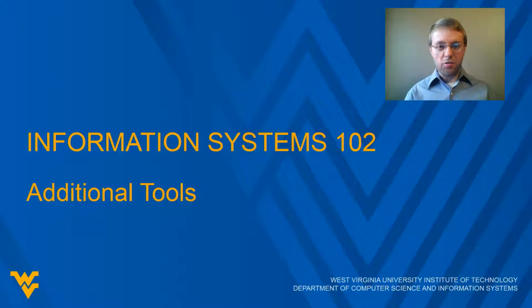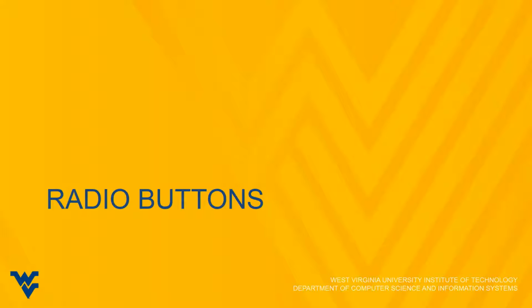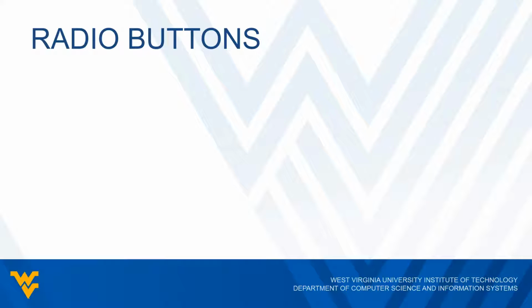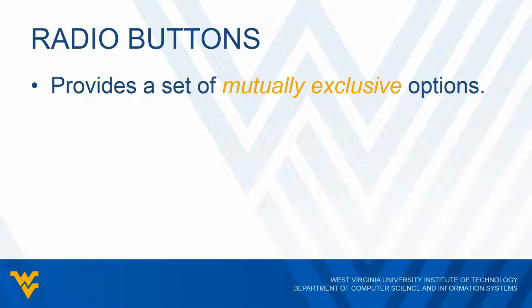In this lecture, we will introduce some additional tools that are available to us in Visual Basic. We'll start by taking a look at radio buttons. First of all, what are radio buttons? Well, radio buttons basically give us a set of mutually exclusive options.